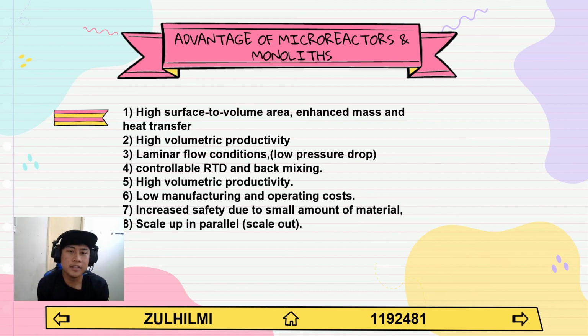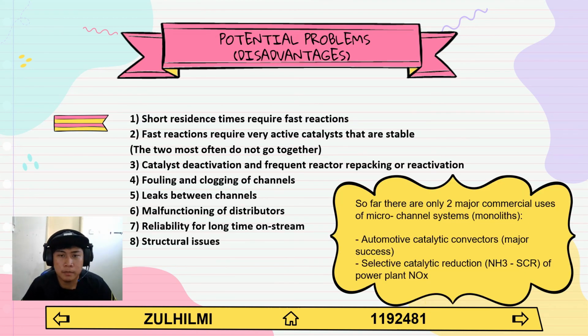So these are some advantages of microreactors and monoliths. First, high surface to volume area enhances mass and heat transfer. Next is high volumetric productivity. It has laminar flow condition. It has low pressure drop. Then it has controllable RTD and bed mixing, and low manufacturing and operating cost. It has increased safety due to the small amount of material, and lastly, it can be scaled up in parallel. Lastly, the potential problems, which are the disadvantages of microreactors.